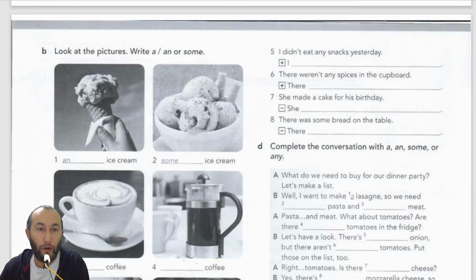Right, page 61, exercise B. Let's do that. Look at the pictures. Write A or N or some. Right, the first one is ice cream. So an ice cream. And then we got here some ice cream.